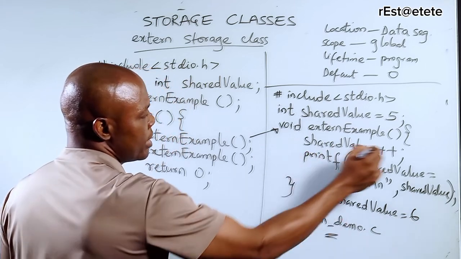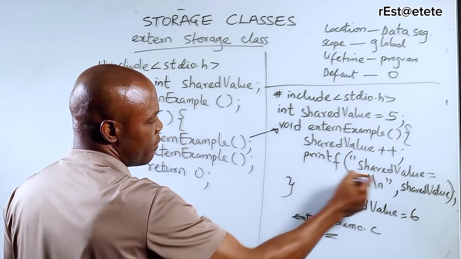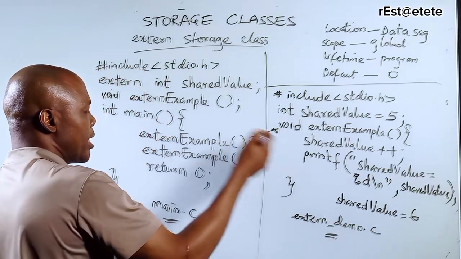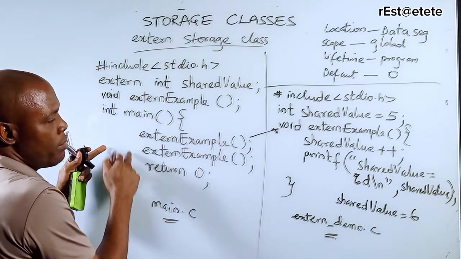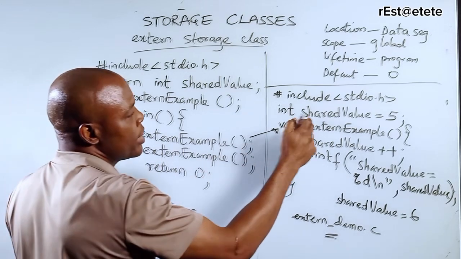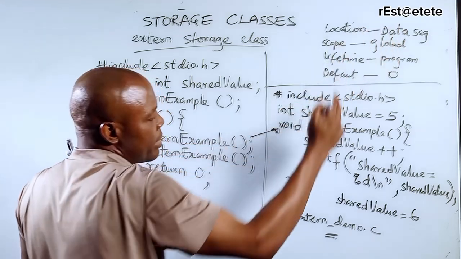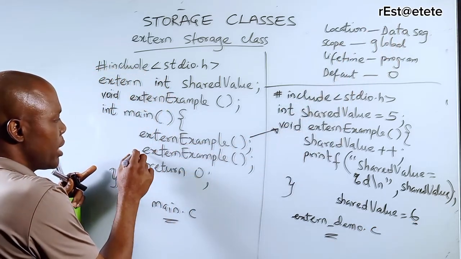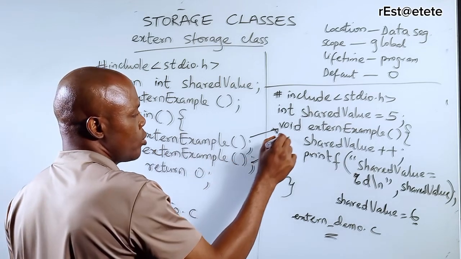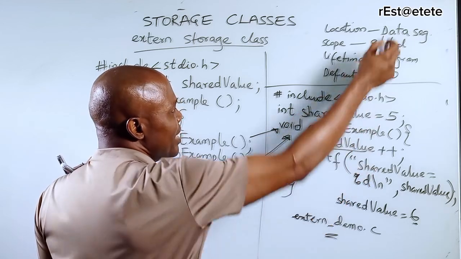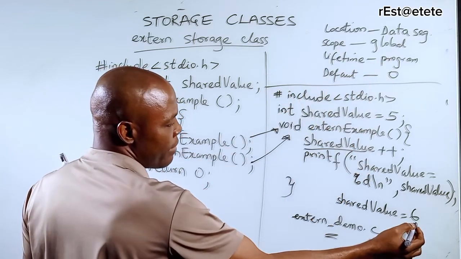6. Because it did this increment before printing out the value. So it will become what? 6. Then it will return to main, but when it returns to main, this shared value will still remain in the data segment with its current value as 6. Then when you call it again the second time, it will come back here again. It will go in and access this in the data segment with the current value as 6.